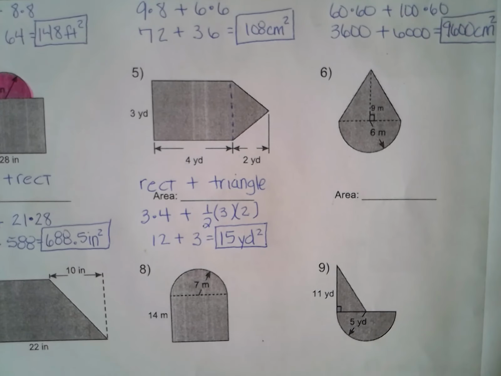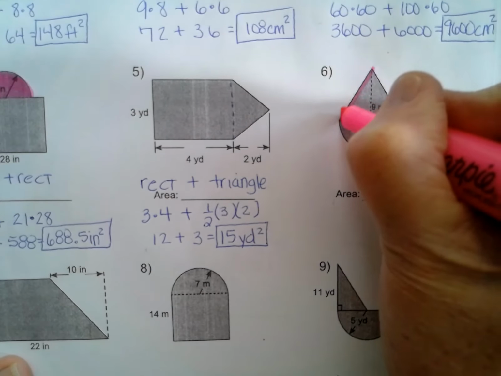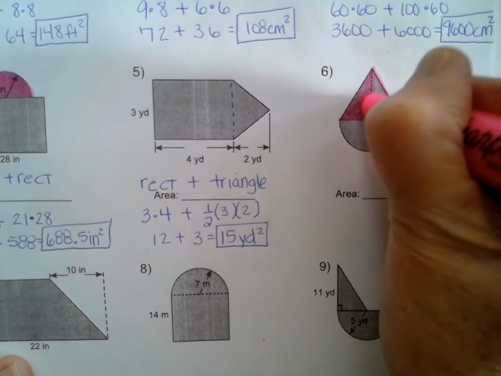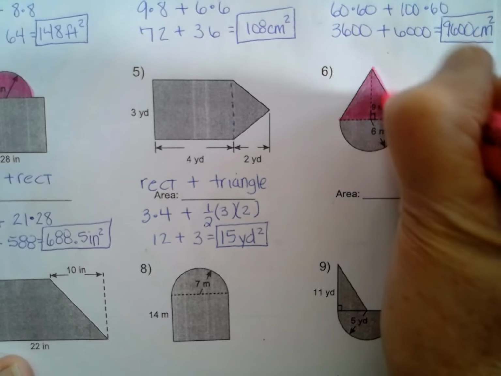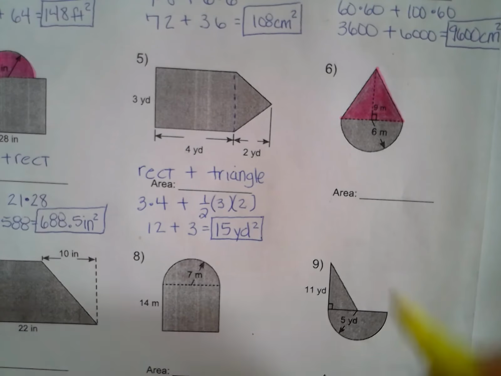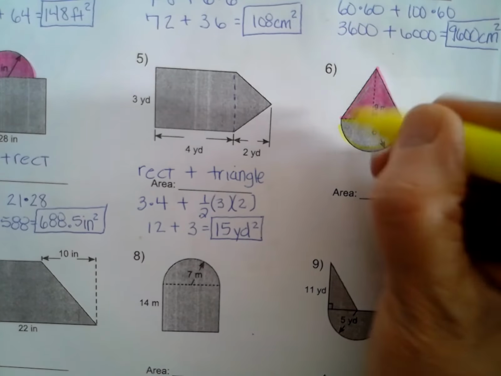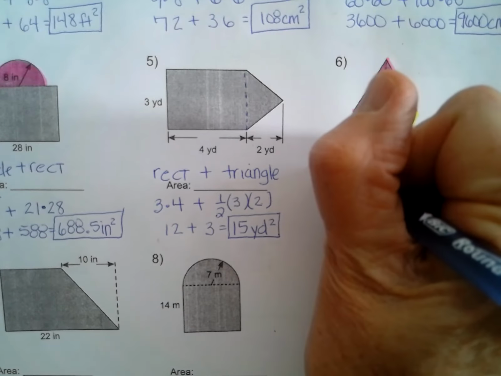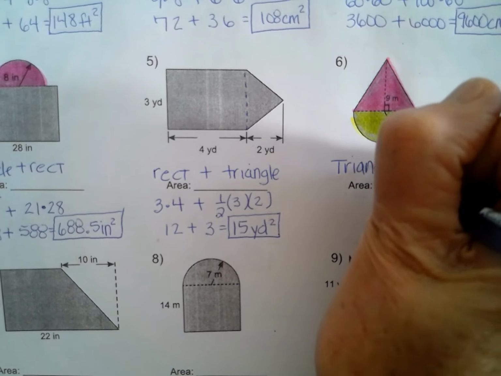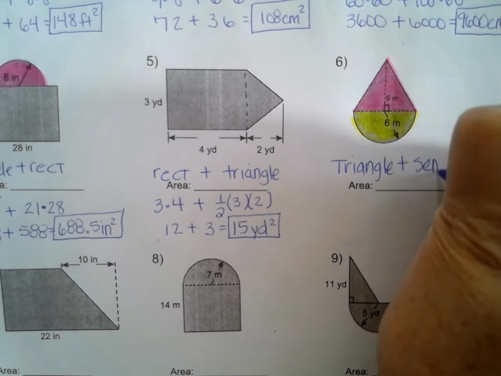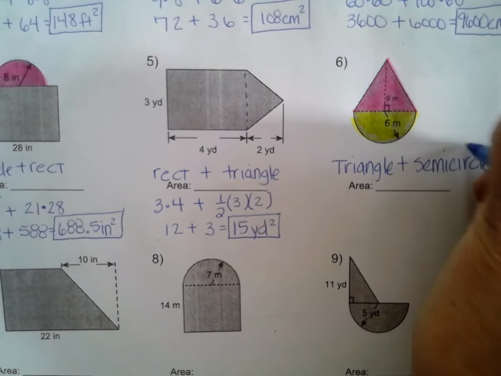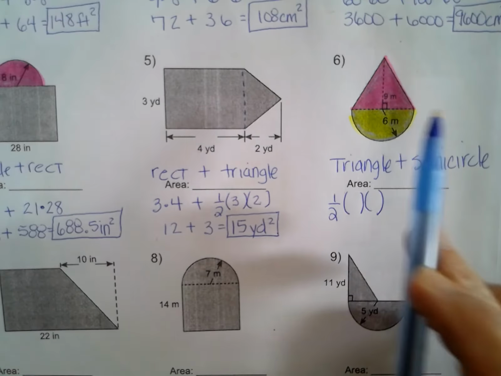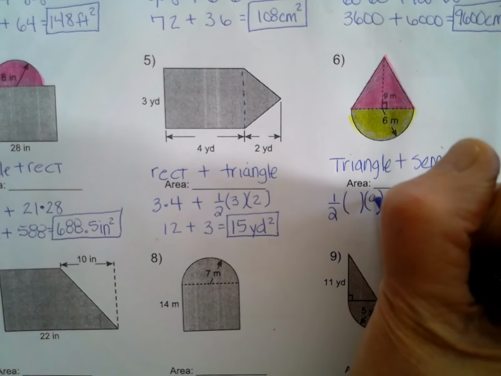Number 6. It's a funky looking little thing. We have a triangle. And we have a semicircle. Okay. So we're going to use the area for a triangle. We're going to add that to the semicircle. Okay, the triangle is 1/2 base times height. Now, height is pretty easy. The height's 9. The base can be tricky.